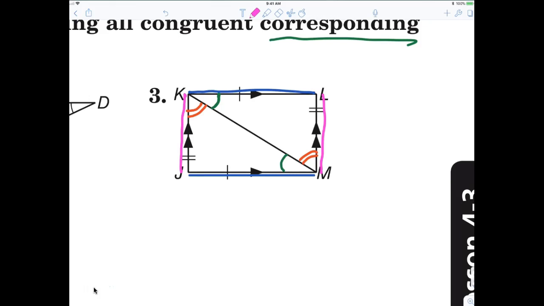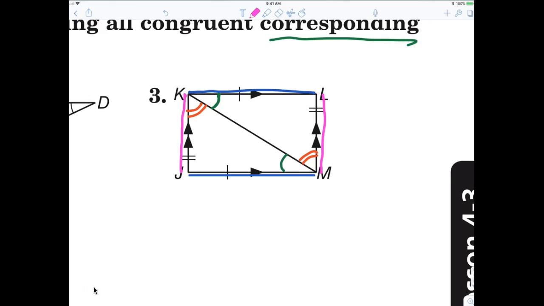If this were a proof, this is what you would be writing. You would be writing that KL is congruent to JM, and you'd be writing KJ is congruent to LM, and you'd be writing that KL and JM are parallel, and KJ and LM are parallel, and that's all the what? Given. Then you would be saying the green angles and the red angles are congruent because they are alternate interior angles. All right? Now, remember what we said. All the sides have to be congruent. Does everybody agree I have two sides of each triangle congruent, right?